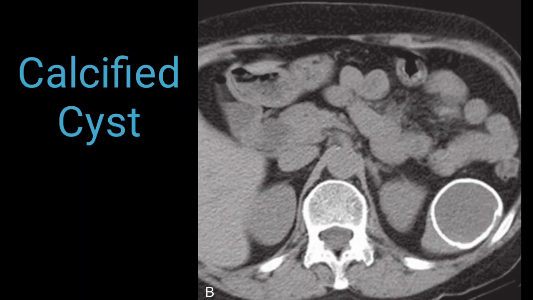Here on this CT slice you can see the liver, and you can also appreciate on the left side the spleen. The lower pole of the spleen is visible, but a well-defined calcified wall cyst can be seen involving the upper and middle pole of the spleen. So this is a calcified cyst.